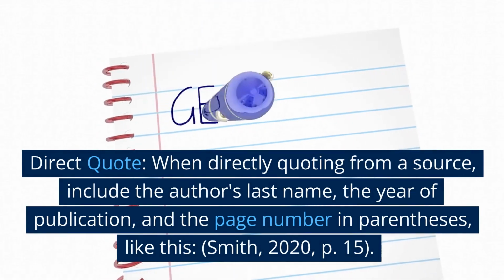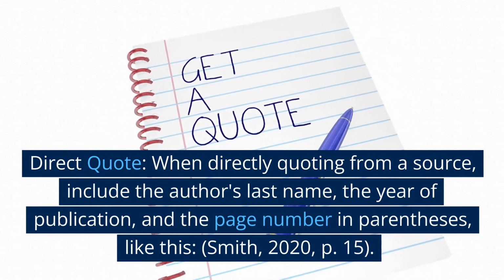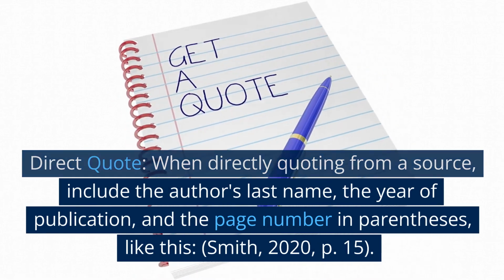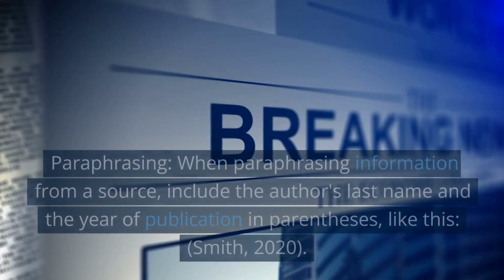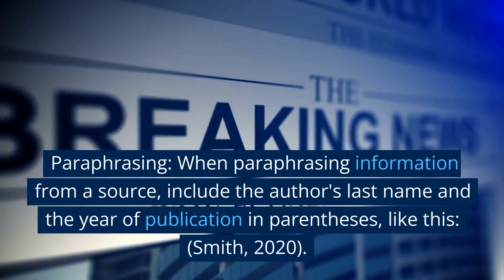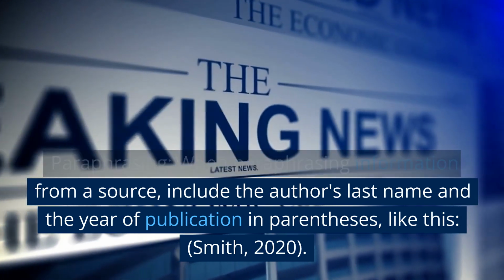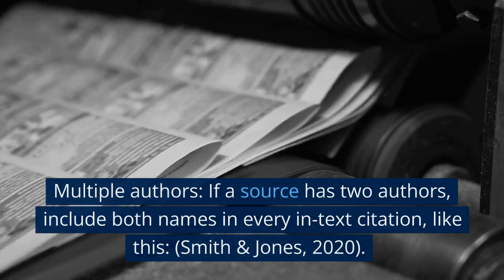Direct quote. When directly quoting from a source, include the author's last name, the year of publication, and the page number in parentheses, like this: (Smith, 2020, p. 15). Paraphrasing. When paraphrasing information from a source, include the author's last name and the year of publication in parentheses, like this: (Smith, 2020).